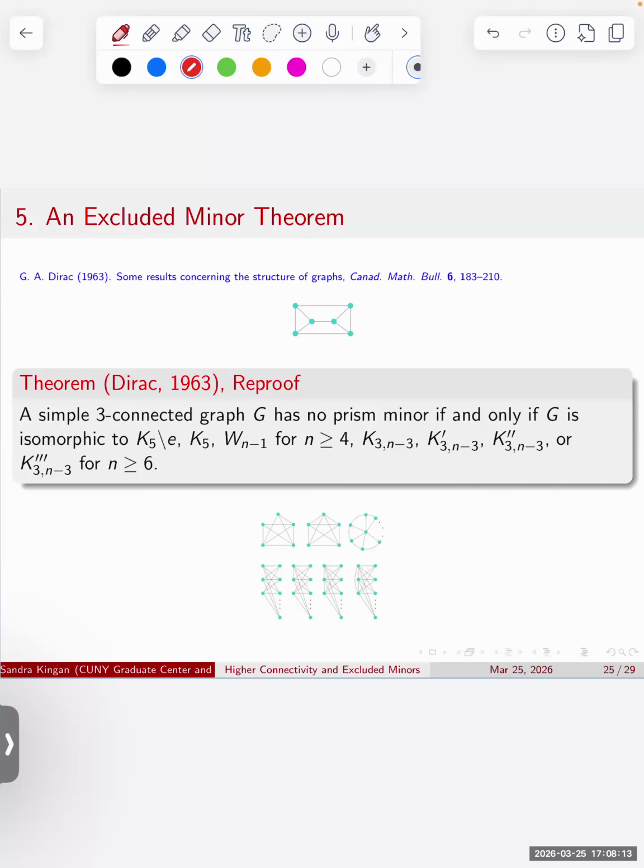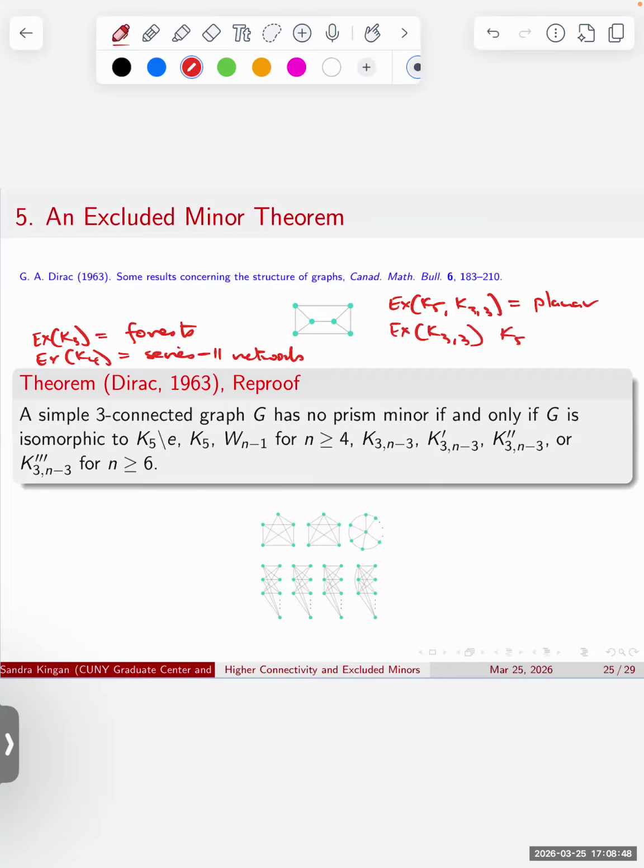Now, we saw previous excluded minor theorems using the notation EX K3. That was forests. Then EX K4, series-parallel networks. And EX K5 and K3,3, that's planar graphs. That's Kuratowski's result, which is also worth doing at some point. And EX K3,3 is not much, actually. It's just K5 and, not much.